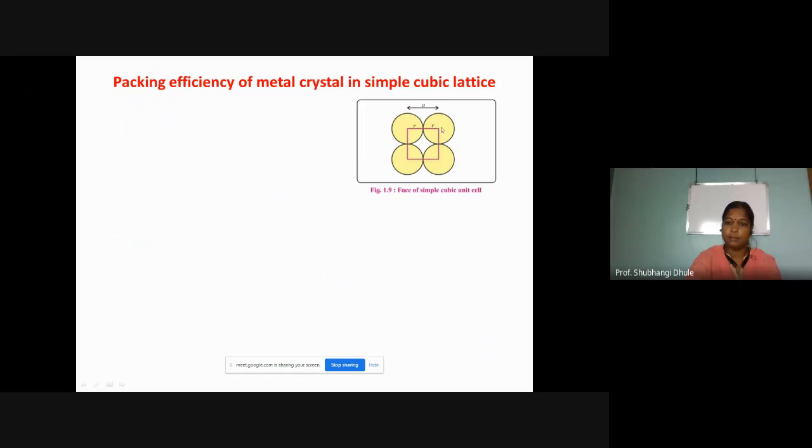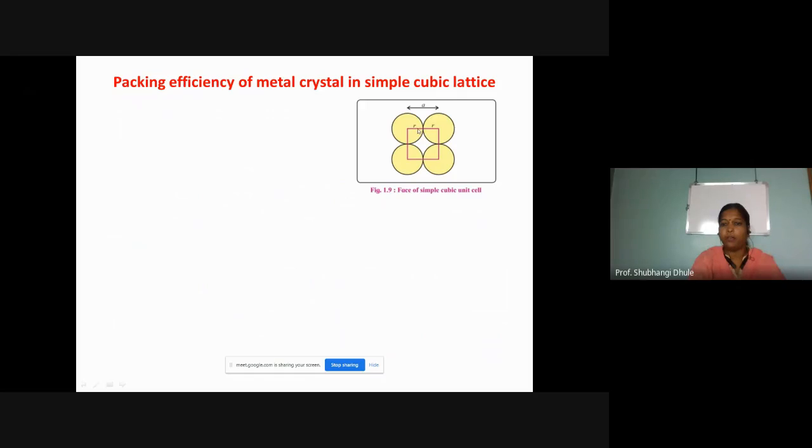These are the spheres, that is the particles, which are at the corners. So for this one face, these are the particles present at the corners, and they are touching each other, because we are considering here the packing efficiency of the metal crystal. Because these are metal crystals, all the spheres are homogeneous, they are of the same size. Because they are touching each other, these are rigid spheres. Okay. And here this represents the radius of the sphere.